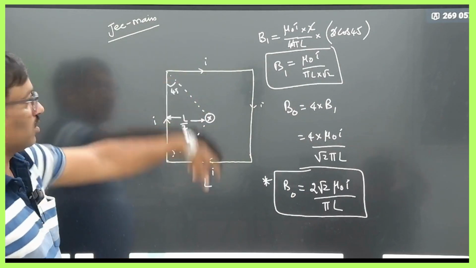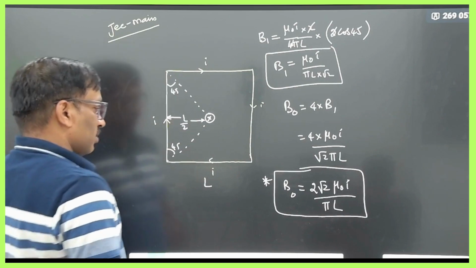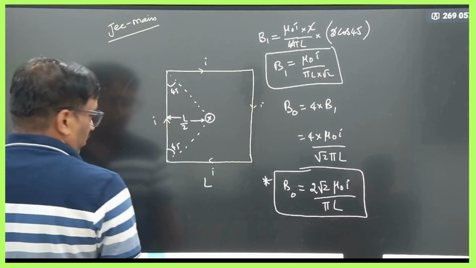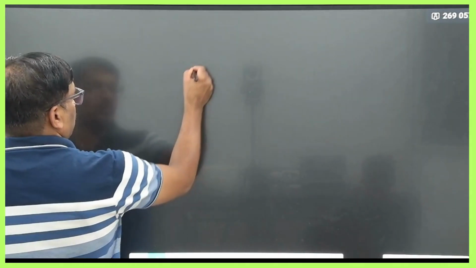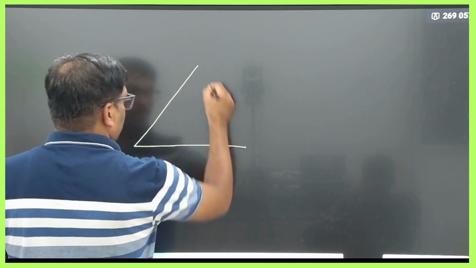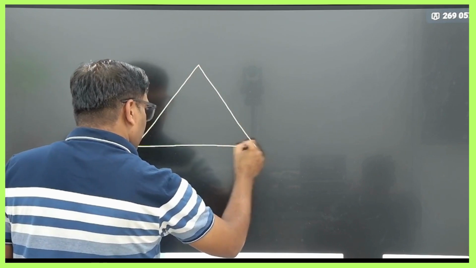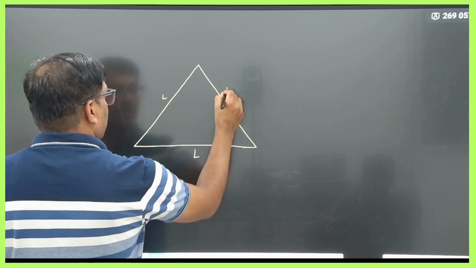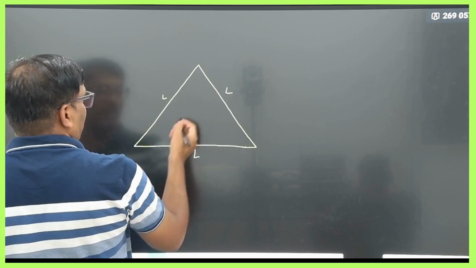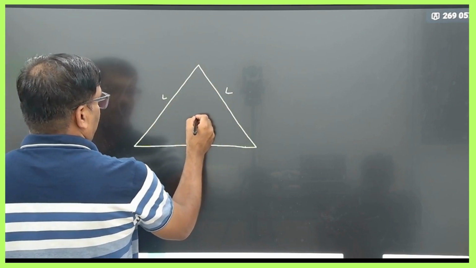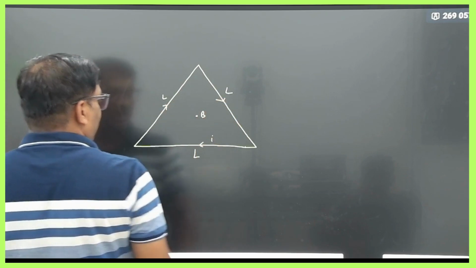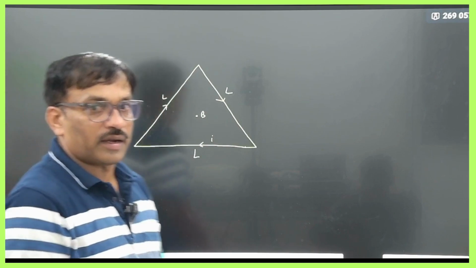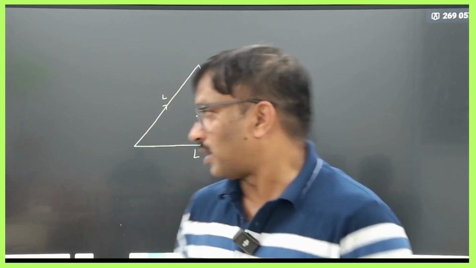So due to this coil. Similarly, you can do a homework question as a practice. Take an equilateral triangle, with sides L, L, L. Equilateral triangle means 60 degrees there. We want to calculate the magnetic field here. This is your current. You try it, and please comment your answer.